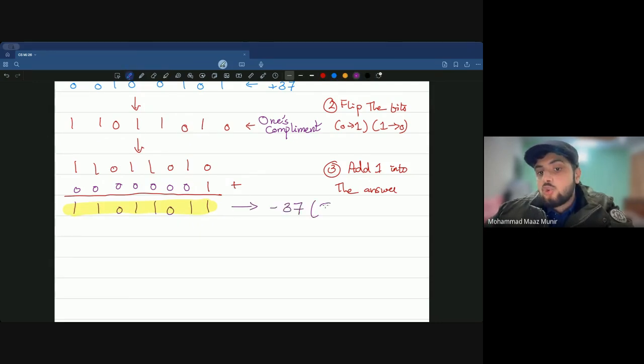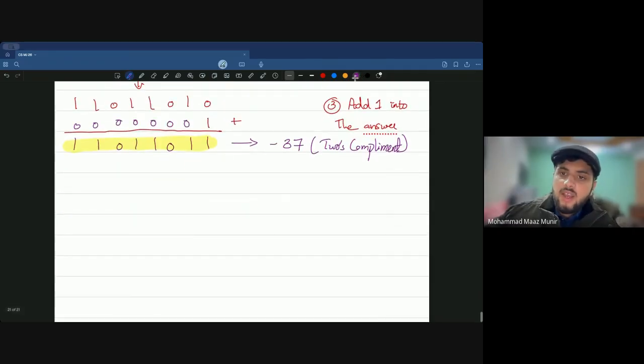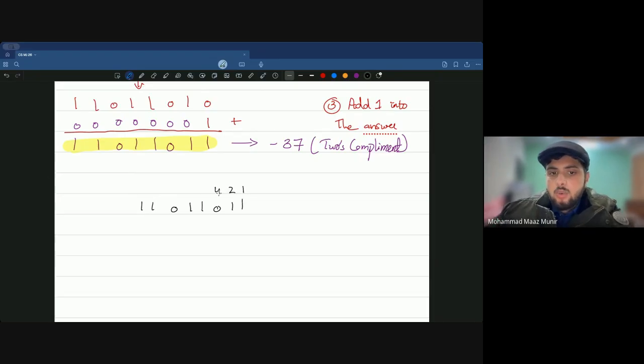But this is in 2's complement form. Now you might be wondering, sir, this binary is not of negative 37. What if I write it like this, 11011011, and I find the equivalent denary value of it? It's not giving me negative 37. It's rather giving me a big number like 128 plus 64 plus 16 plus 8 plus 2 plus 1.